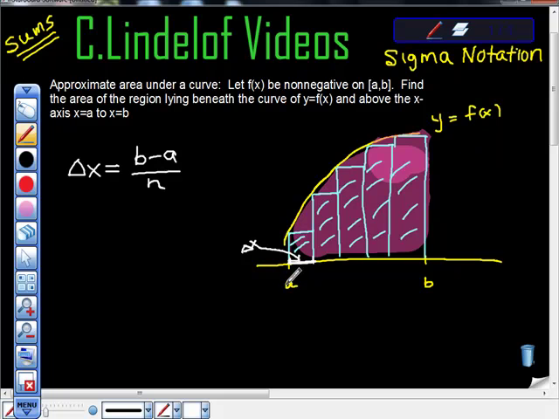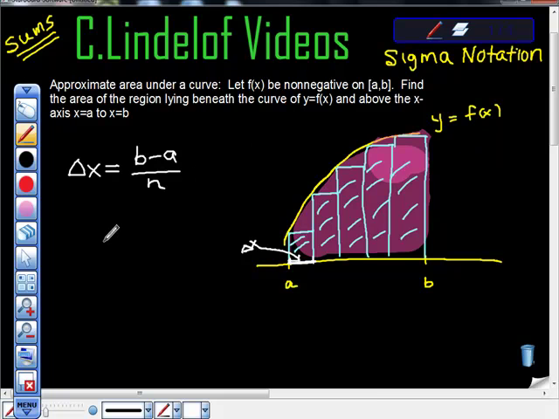It could be 3 and this could be 8. So the distance, if this was 8 and this was 3, the distance would be 5, wouldn't it? So this is just the distance that we're going to travel, and this tells us how many equal pieces we want it broken into. So far, so good, I hope.